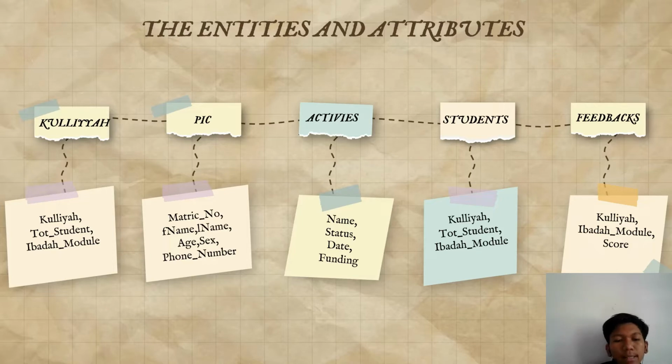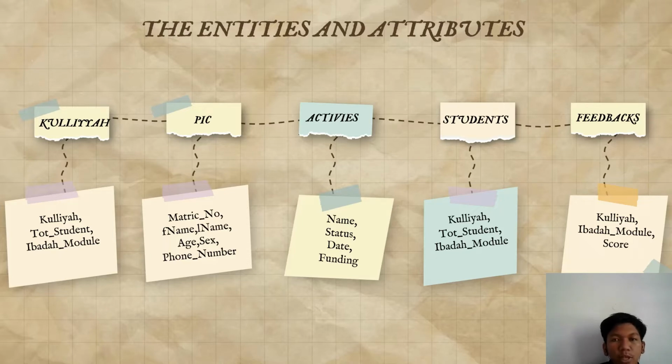An entity is an object that exists. It doesn't have to do anything. It just has to exist. In database administration, an entity can be a single thing, person, place, or even subject. Data can be stored about such entities. Here we can see the entities from the slide that I prepared. The first one is kuliah, the second is PIC, the third is activities, the fourth is student, and the last one is feedbacks.